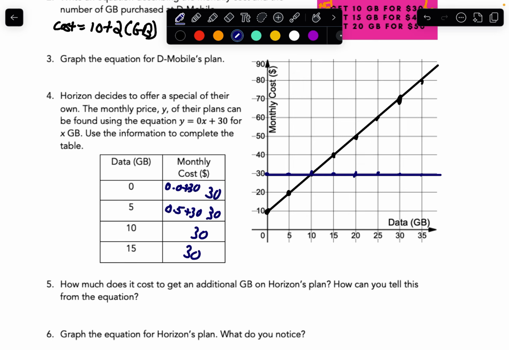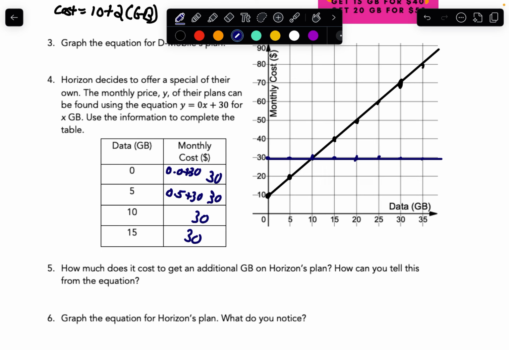And there's that graph. How much does it cost to get an additional gigabyte on Horizon's plan? Well, it will be $0 because the rate equals 0.